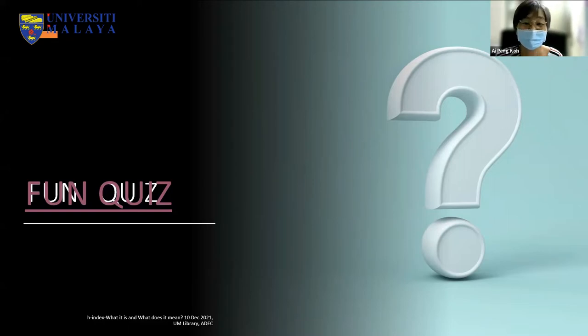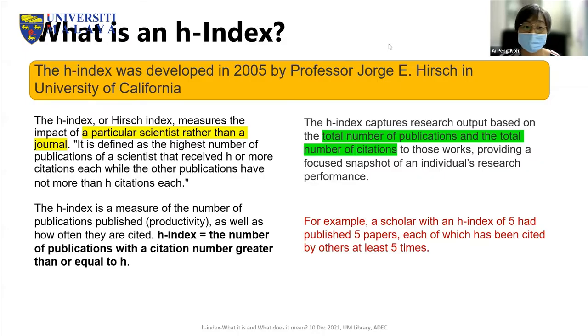Now we move on to what is the H-Index? The H-Index was developed in 2005 by Professor George Hirsch at the University of California, which means the H-Index is now 16 years old since it was first introduced by Professor Hirsch. The H-Index measures the impact of a particular scientist rather than a journal. Initially, it is defined as the highest number of publications of a scientist that receive H or more citations each, while the other publications have not more than H citations each.